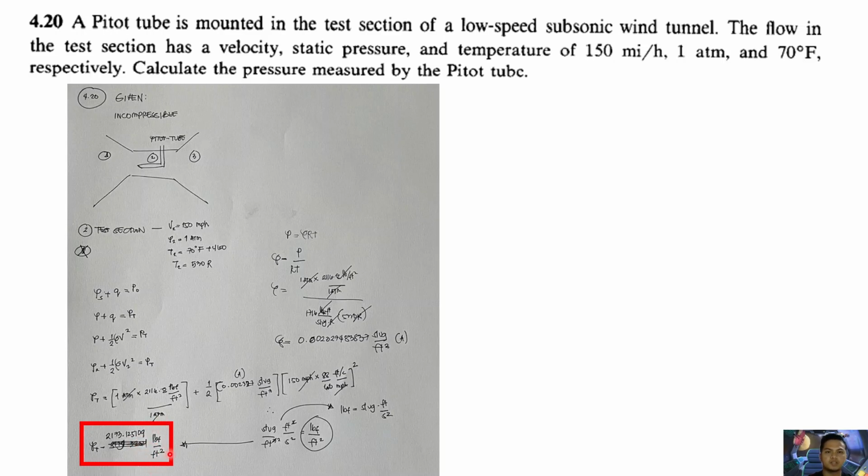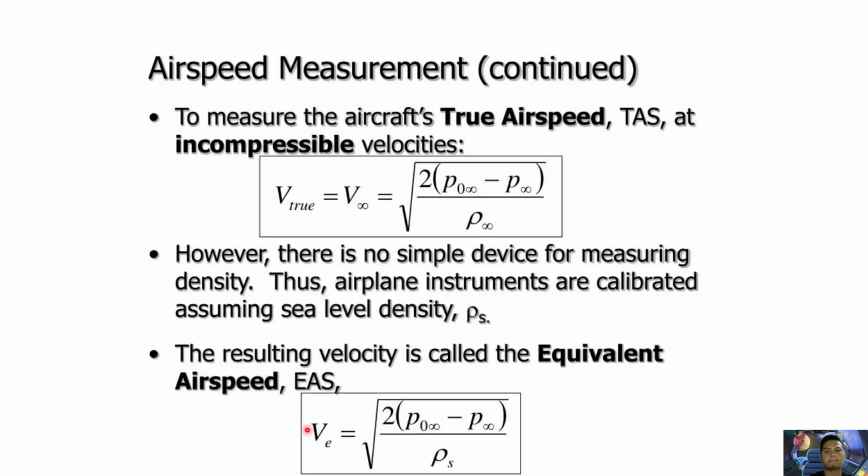So, paano naging pounds per square foot yan? This one is directly pounds per square foot. Ito naman, slug, meron kang slug per cubic foot. Ito is feet squared per second squared, sorry. And then, maka-cancel out yung isa rito sa square foot mo and sa feet cube. And then, slug-feet per second squared is equal sa pounds. So, that's why pounds per square foot.